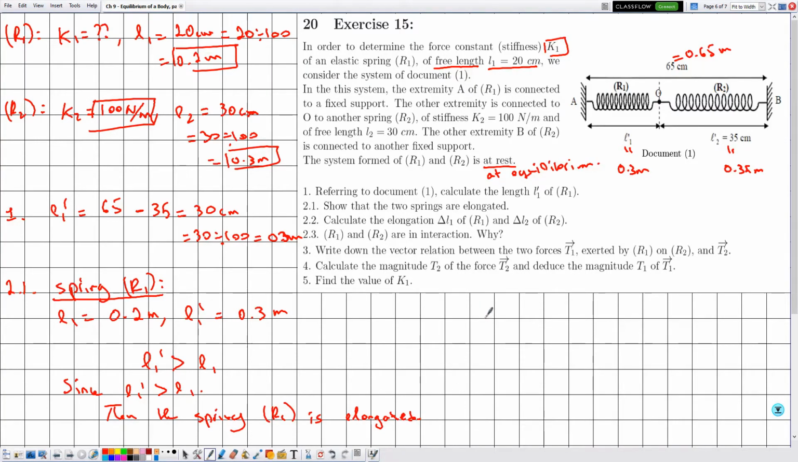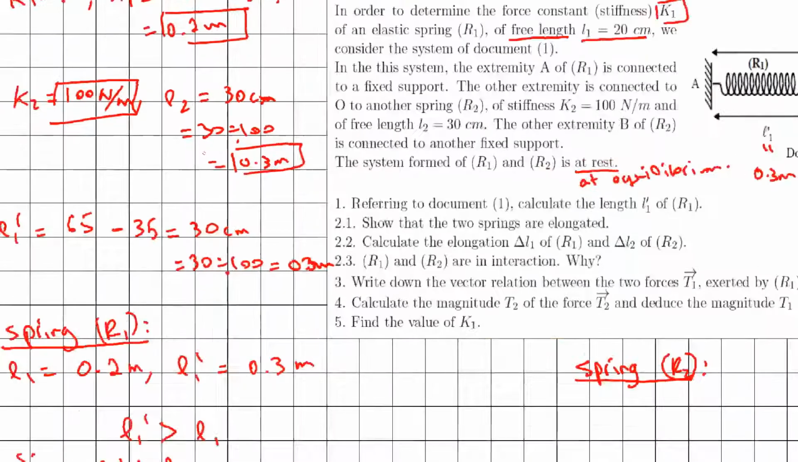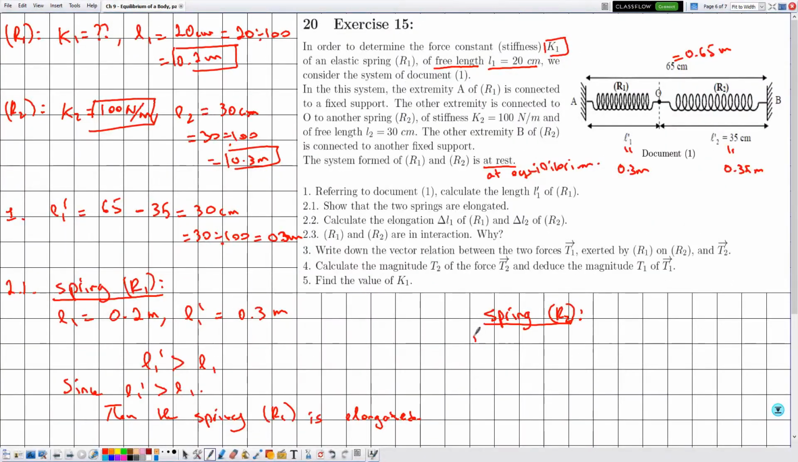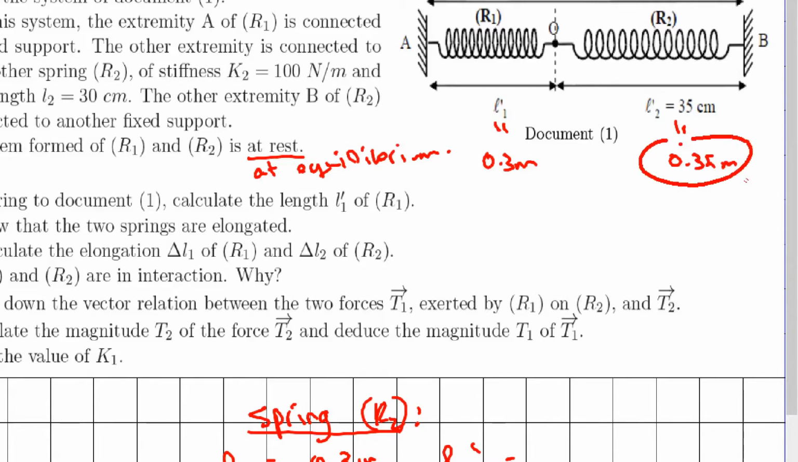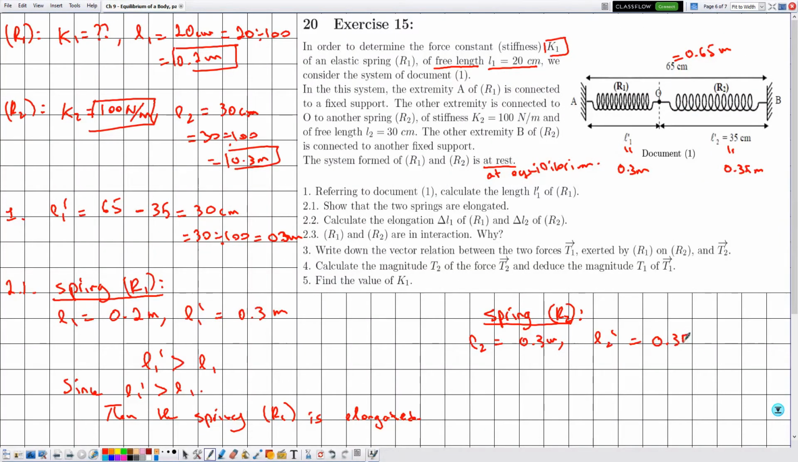Now as for the spring R2, we know that the initial length of L2 is given by 0.3 meters. And its final length extracted from document 1 is given by 0.35 meters. Now we need to compare both lengths, knowing that the final length is greater than the initial length. Because the final length is greater than the initial length, the spring is elongated.